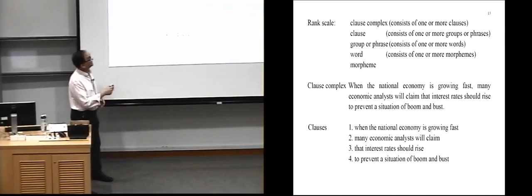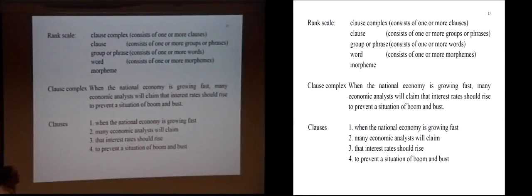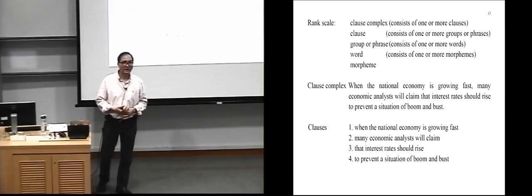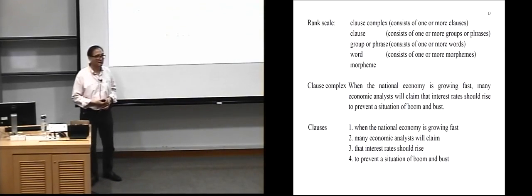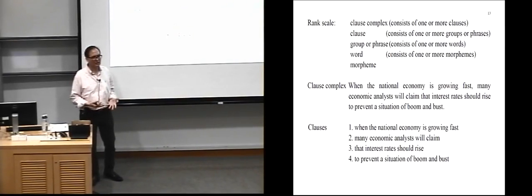So we've taken this whole big complex structure and broken it down into different levels: the clause level, then the group level, then the word level, and then the morpheme level. And so this is how we do grammatical analysis, by breaking these things down and then seeing how they relate to each other. Once we do break them down, how do they relate to each other? What are they doing there?